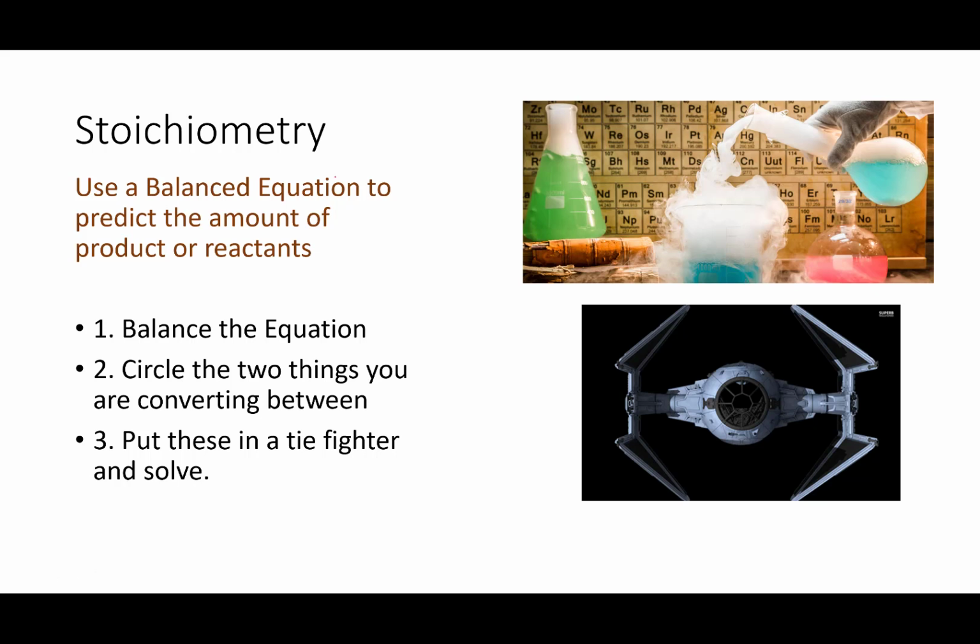In order to do the stoichiometry, we're going to start with a balanced chemical equation, and we're going to use that to predict the amount of products or reactants involved in any sort of chemical reaction. These are the steps we're going to follow. We're going to balance a chemical reaction. Then we're going to circle the two things we're converting between. We've used this technique in the past when we were converting between moles and mass and Avogadro's number. We're going to do the same technique, but this time we're going to circle the two things we're converting between in that balanced equation. Then we're going to put the two things we've circled in a TIE fighter, our friendly little TIE fighter over here, and use that to solve for our unknown.